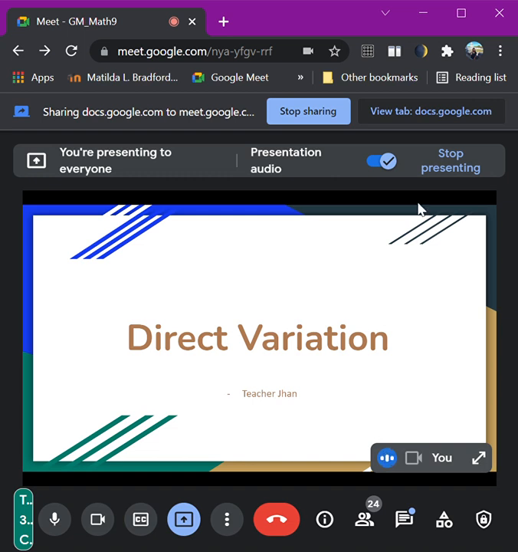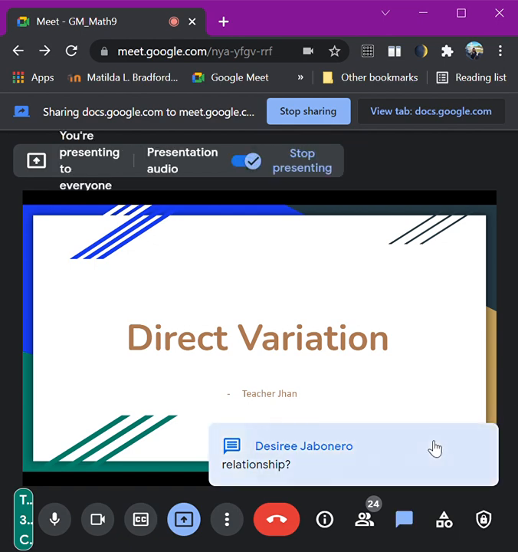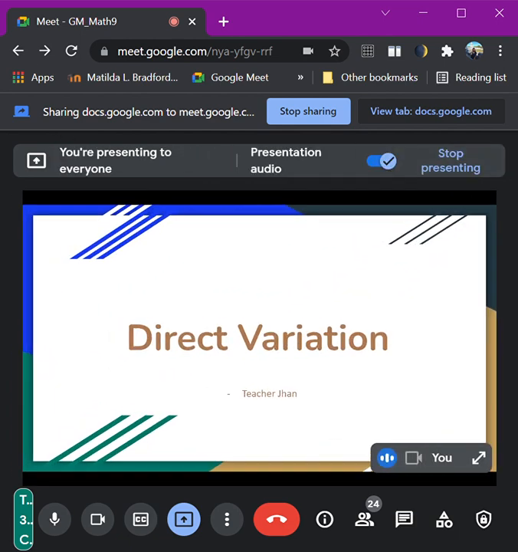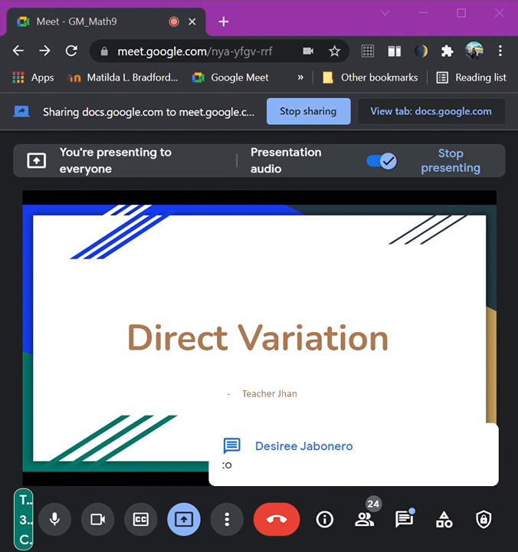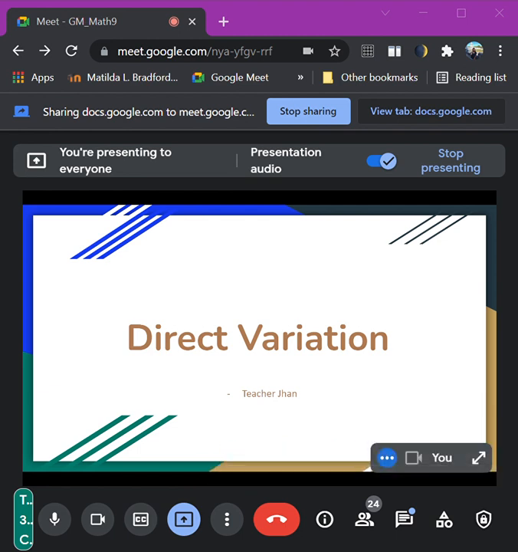Do you have any idea about direct variation? I think you had a lesson on this one when you were in grade 5 as well. Relationship. Okay, actually yes, relationship, direct variation. So, grade 5 or grade 6? I hope you're familiar with this one.